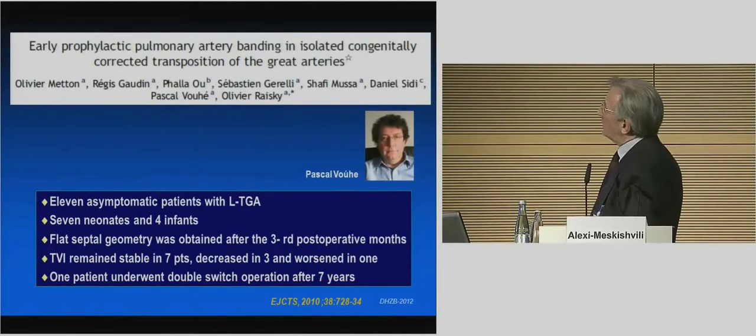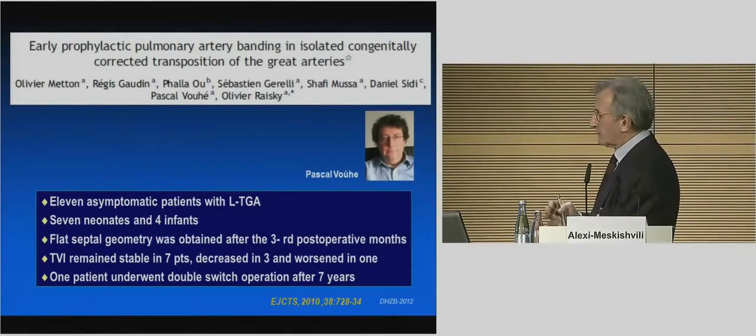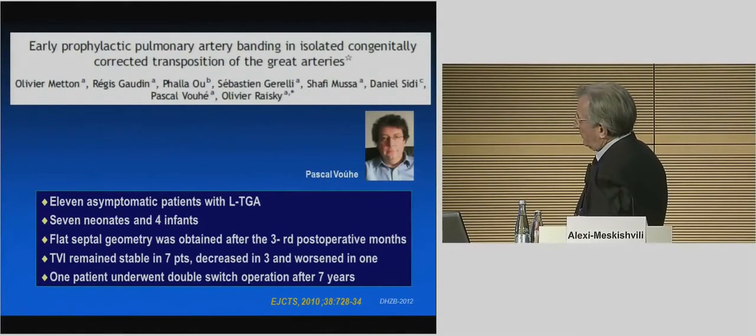11 asymptomatic patients with transposition, 7 neonates, 4 infants. And you know that after the banding, geometry is changing in patients with the L-transposition. Some are doing quite well after that, and there is no need for the next step. They do the double switch operation maybe. And you see his results here. And 1 patient underwent the successful double switch operation after 7 years.